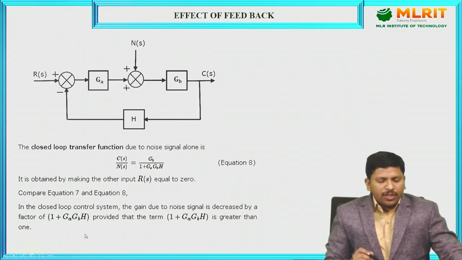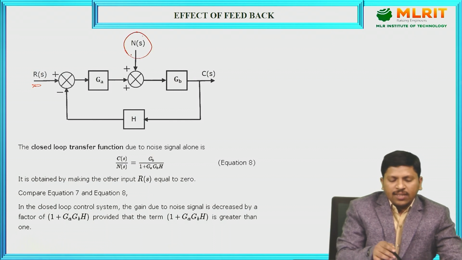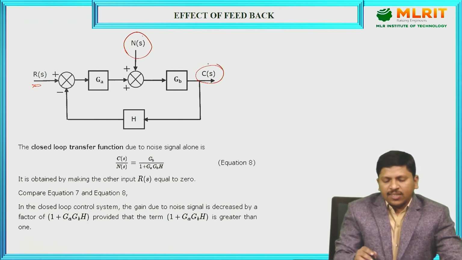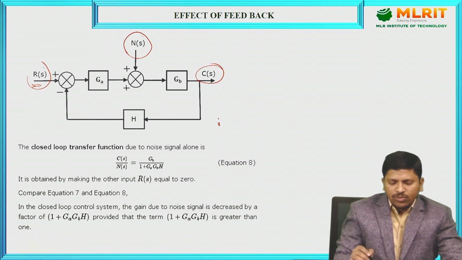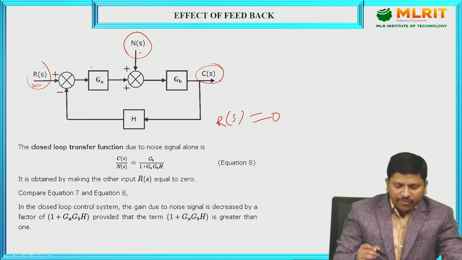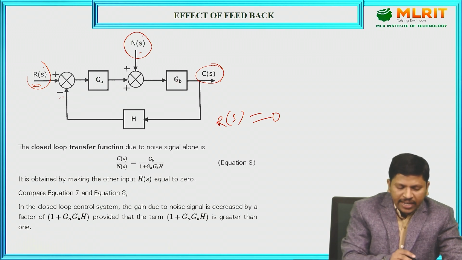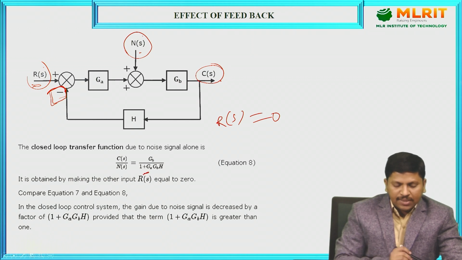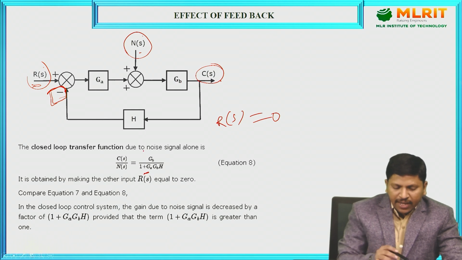And next, coming to the closed loop, observe here. Our input signal is there and the noise signal is applied to the system, and this is the output and feedback signal. I am going to now consider R of S equal to 0. Let N of S be our input and C of S the output. For this, C of S by N of S equals this GB value divided by 1 plus GA GB H, because the feedback is negative, so we get positive 1 plus the opposite sign.